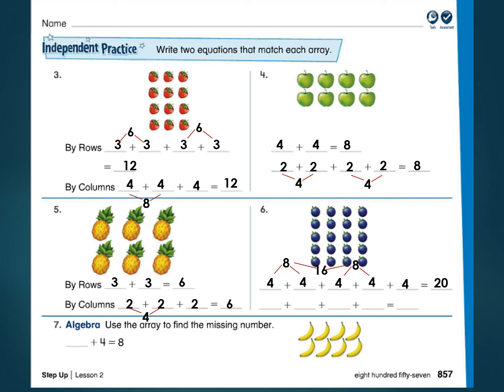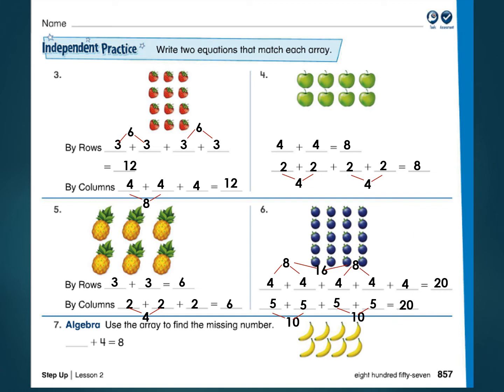How many columns are there? 4 columns. Each column has 5 blueberries. Great job. So we add 5 4 times. 5 plus 5 plus 5 plus 5. The first 5 plus 5 is 10. And the second 5 plus 5 is 10. 10 plus 10 is 20. Great job, all of you.